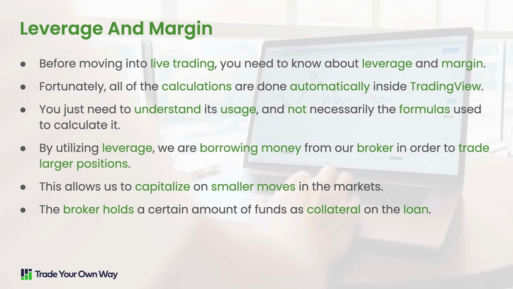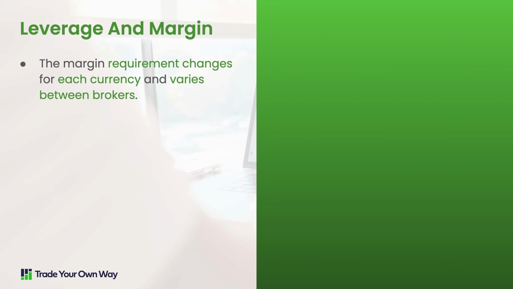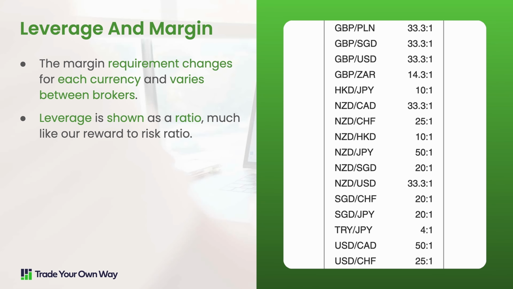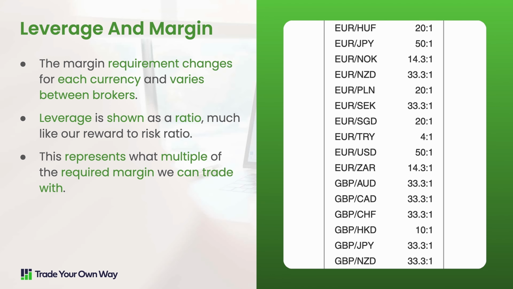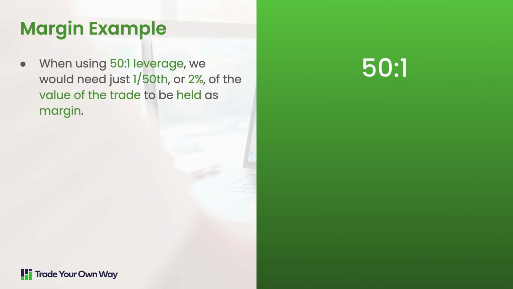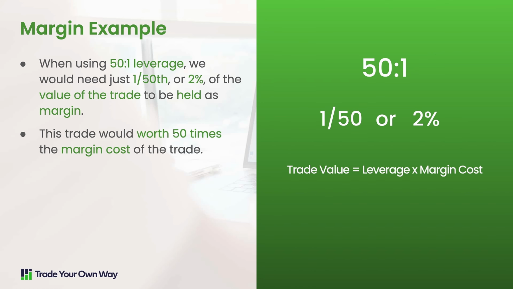To ensure you can pay back any potential losses, the broker holds a certain amount of funds as collateral on the loan. This is what we refer to as margin. The margin requirement changes for each currency and varies between brokers. Leverage is shown as a ratio, much like our reward to risk ratio, and it represents the multiple of the required margin we can trade with. When using 50-to-1 leverage, we would need just 1/50th or 2% of the value of the trade to be held as margin. In other words, the trade would be worth 50 times the margin cost of the trade.